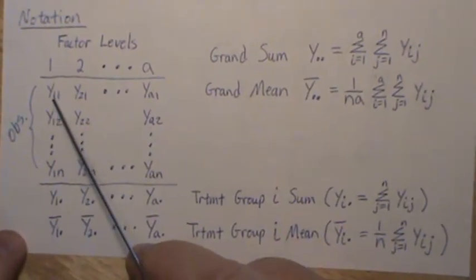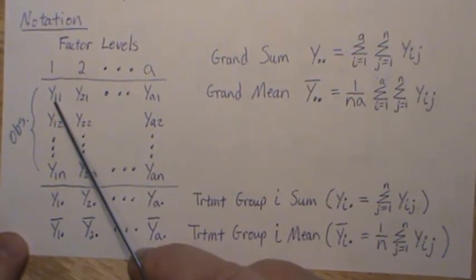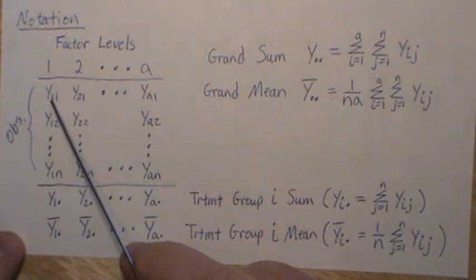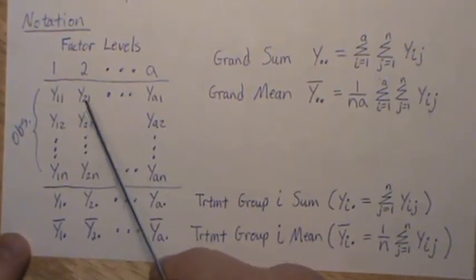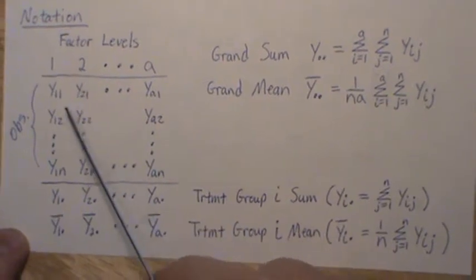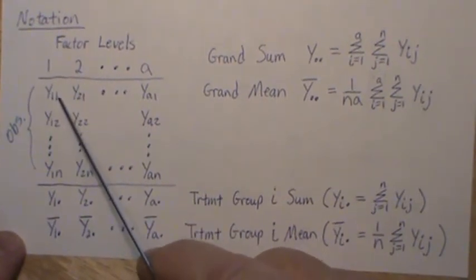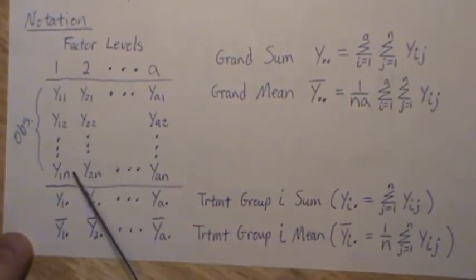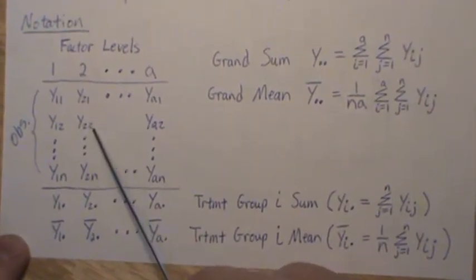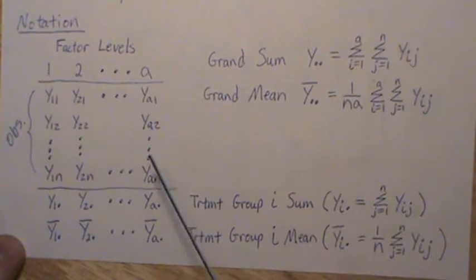And so the first index represents what factor level. So level 1, level 2, up to level A, and then the second digit is what observation within that level. So 1, 2, 3, 4, to N, etc.